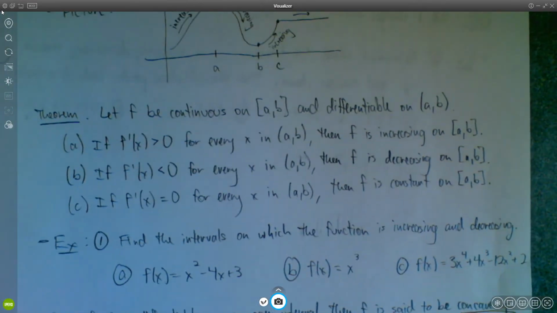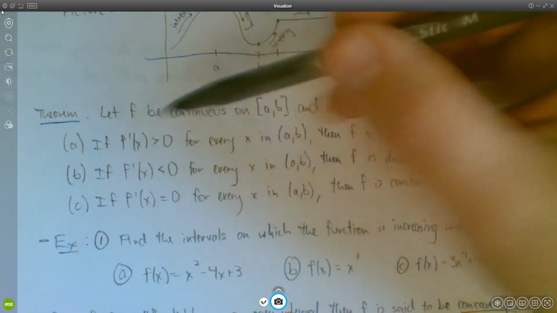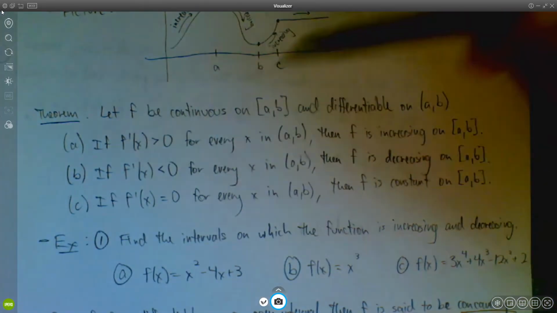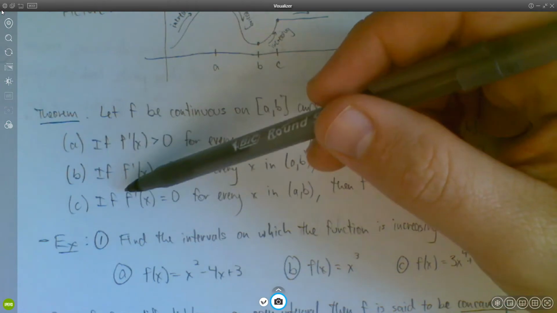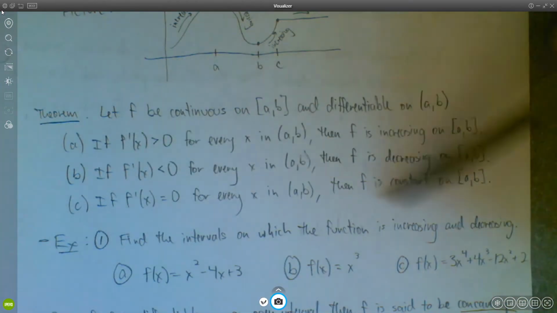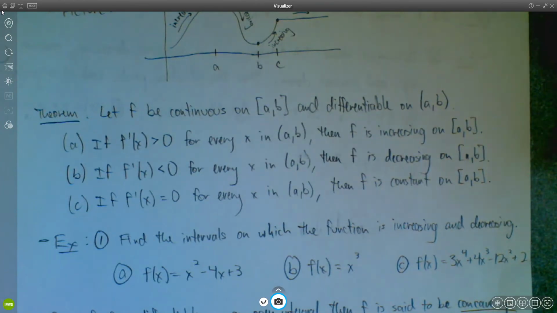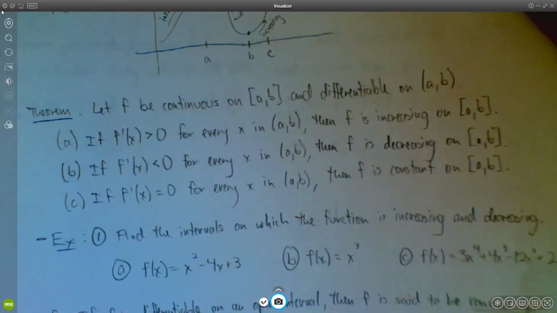And that makes sense. We've talked about derivatives in the past, and you know that the derivative is the slope of the tangent line. So if the slope of the tangent line is positive, then obviously the function is increasing. If it's negative, then obviously the function is decreasing. If the derivative equals 0, then f must be constant on that interval, because there's no change. If the slope of the tangent line is 0, then there's no change occurring. You just have a flat, constant line.